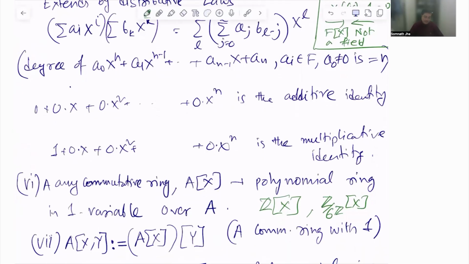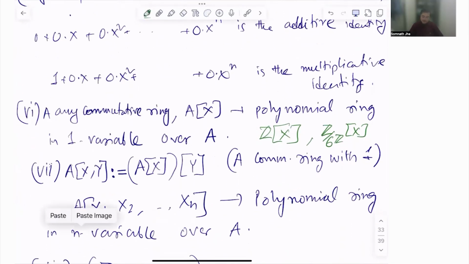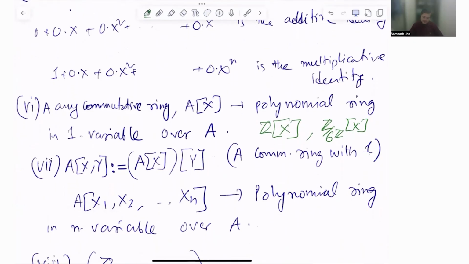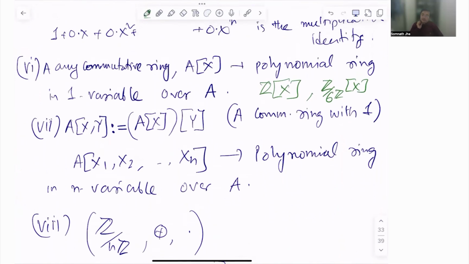And if you have a polynomial ring in one variable, we can call that ring B, and we can define a polynomial ring over that in one variable. So that gives you the definition of a polynomial ring in two variables, for example. And similarly, we can define a polynomial ring in many variables over a ring A. So these are some of the examples of rings.